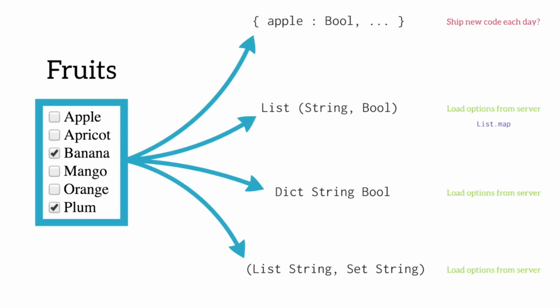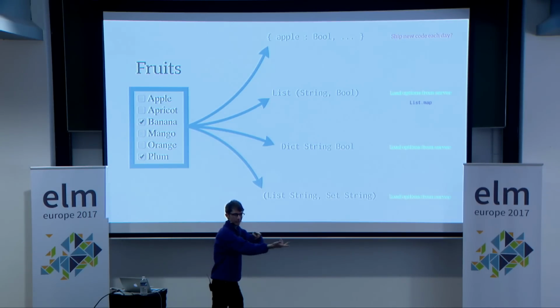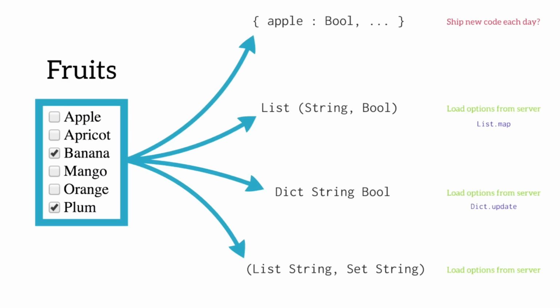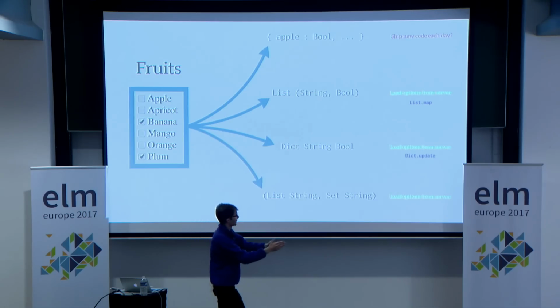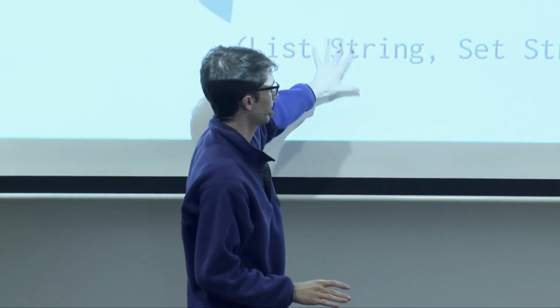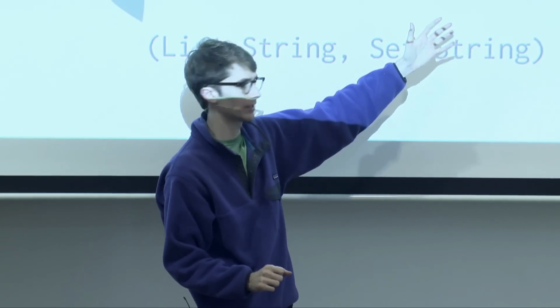So in this case, we'll probably use list.map to do an update. We can scan through and say, if it's this fruit, then I'll toggle it or not. With dictionary, you can use update and say, OK, I want to change this particular fruit. And with this one, we can use set, insert, and remove. So we don't have to ever mess with this.